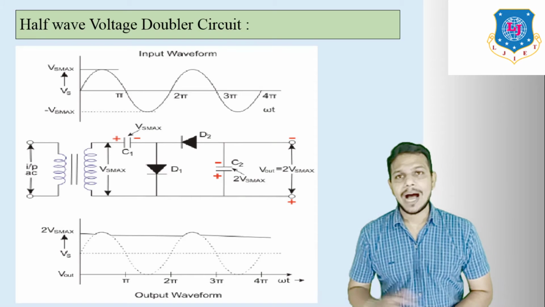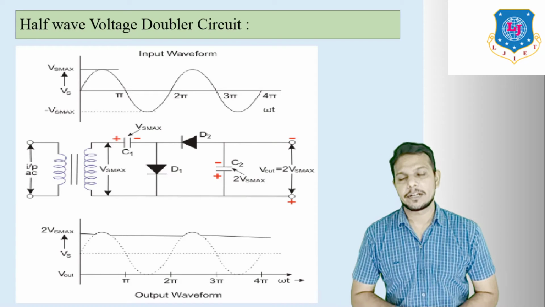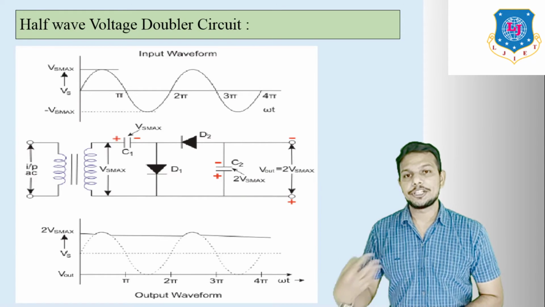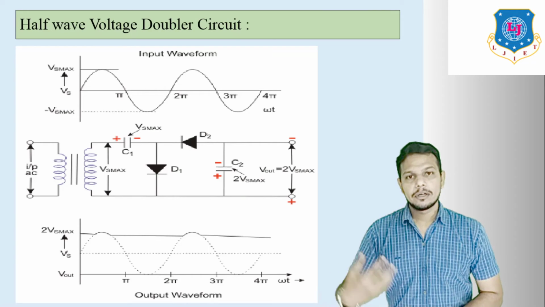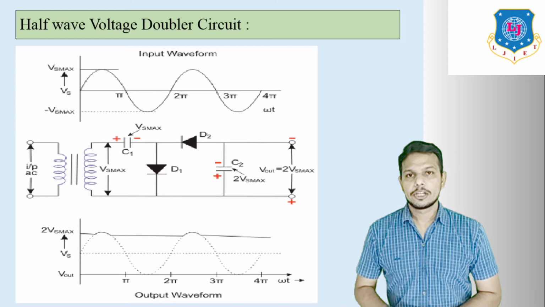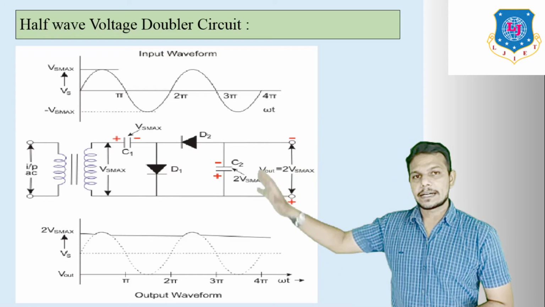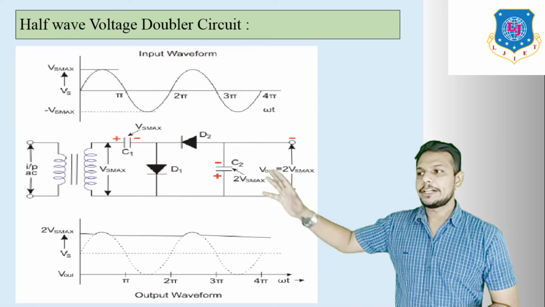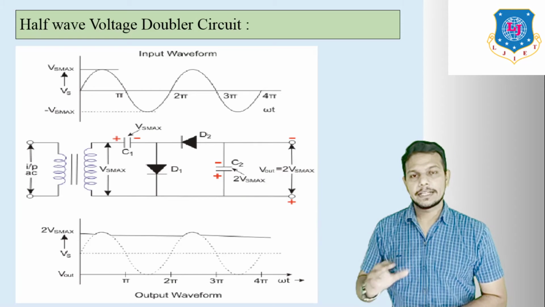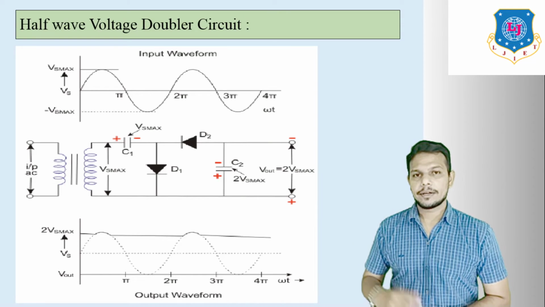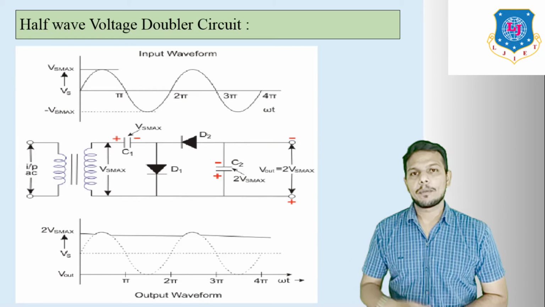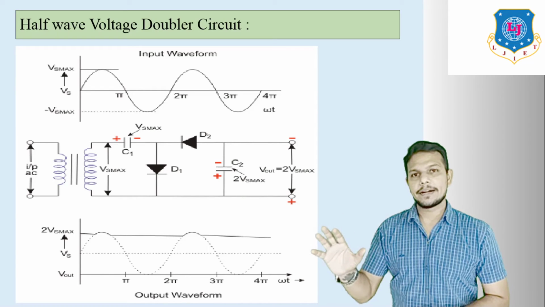So let us discuss the half wave voltage doubler circuit. It is known as a voltage doubler because it doubles the input waveform. Here we can see the circuit diagram of the voltage doubler. It is a clamper. Now let us discuss its operation. Remember this circuit diagram.